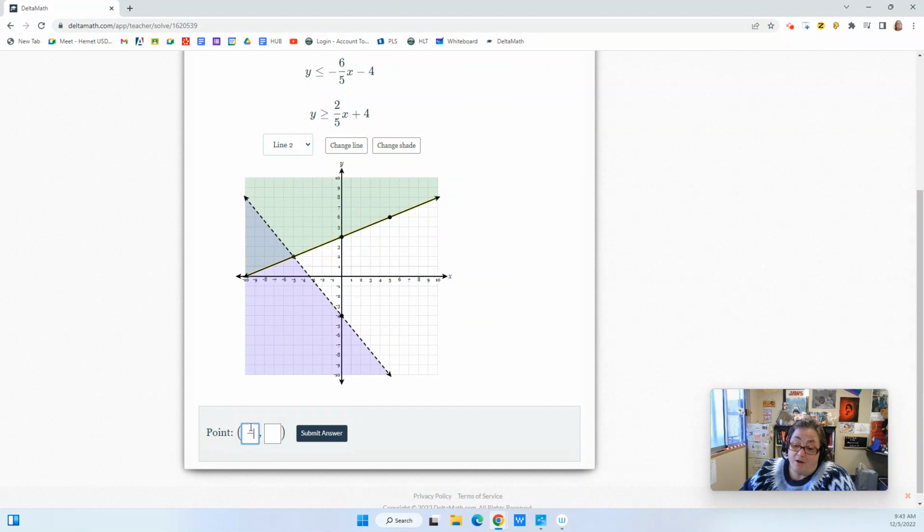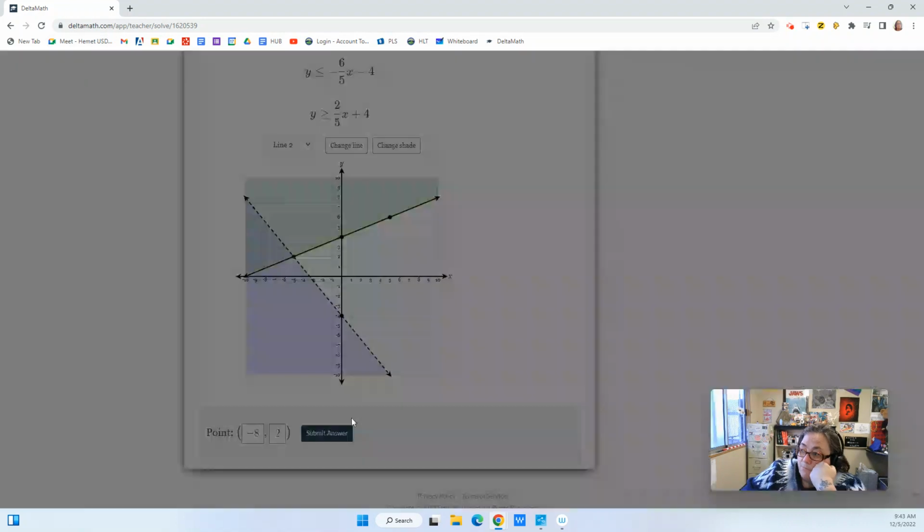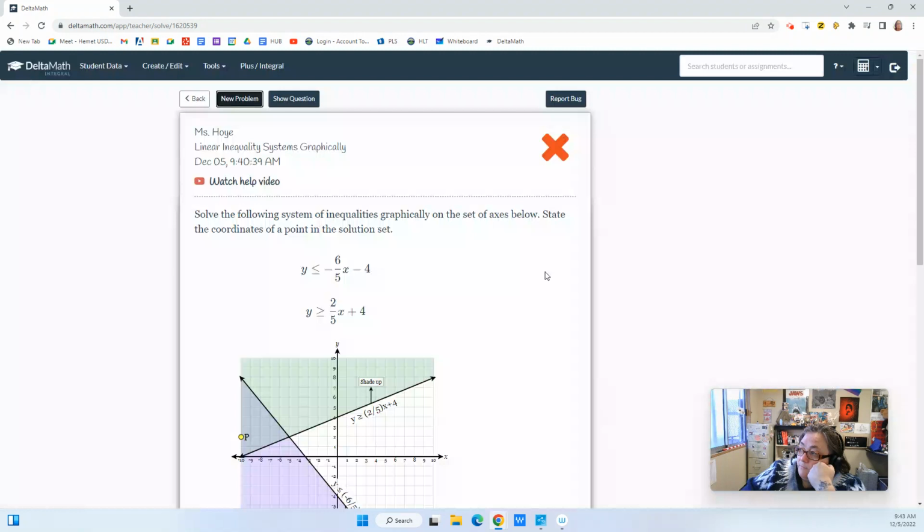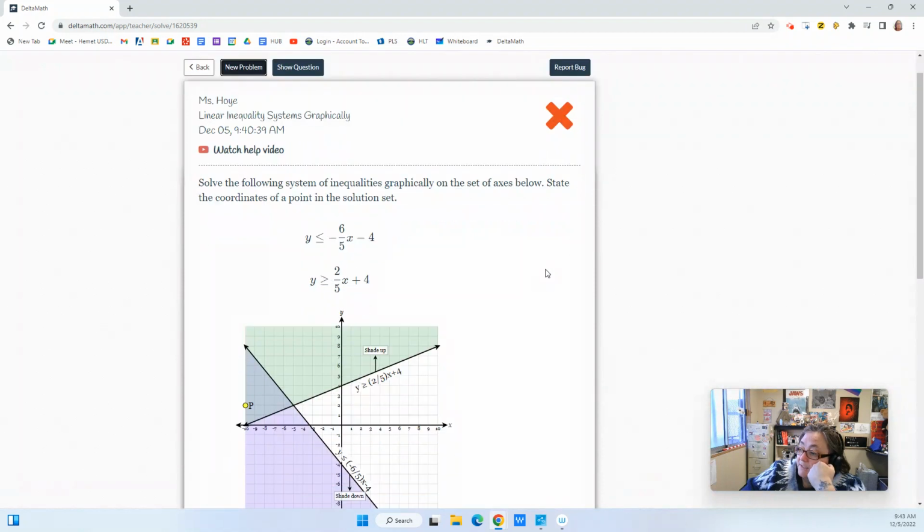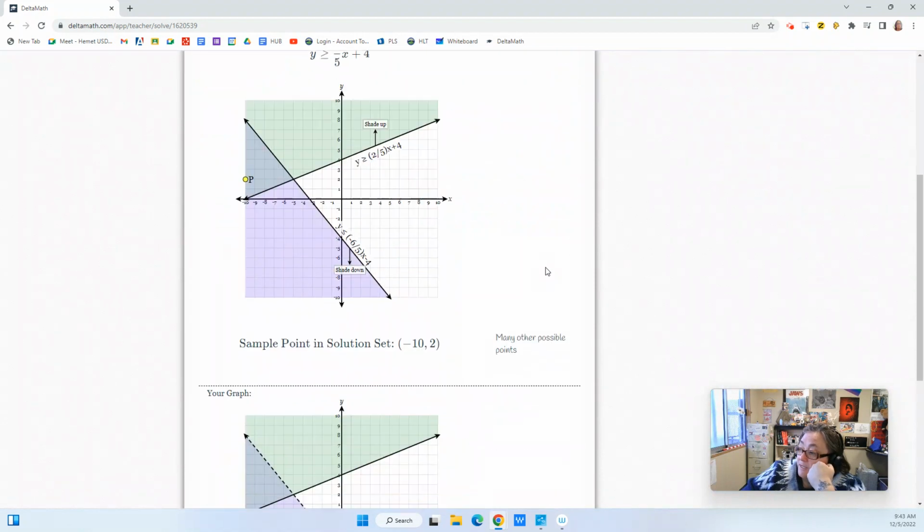Now my graph is wrong on this one, right? Correct? Because I made it a dotted line. And I just want to see how Delta Math deals with it being wrong. So we got an X. Let's see if it tells us why we got an X.